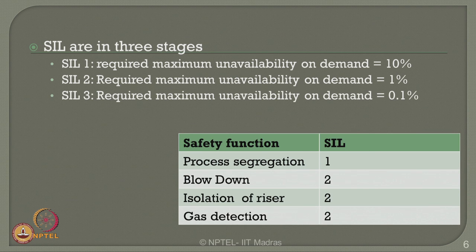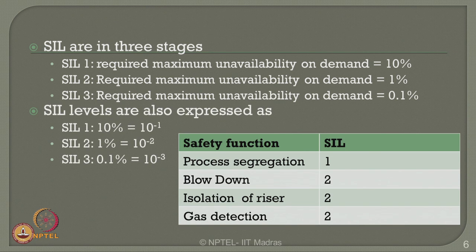One can easily remember these numbers 1, 2 and 3 related to this percentage when you see this slide. SIL levels are also expressed as 10%, which is 10 power minus 1, that is 10 by 100. Similarly, 1% becomes 10 power minus 2 and 0.1% becomes 10 power minus 3, and the numbers 1, 2 and 3 are what you actually see as SIL levels 1, 2 and 3 respectively.